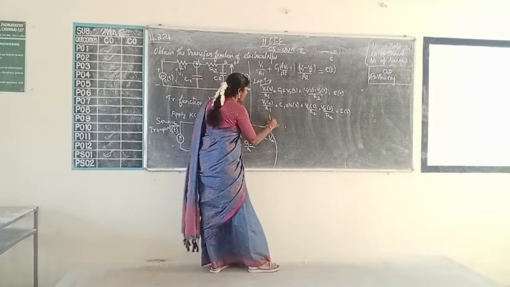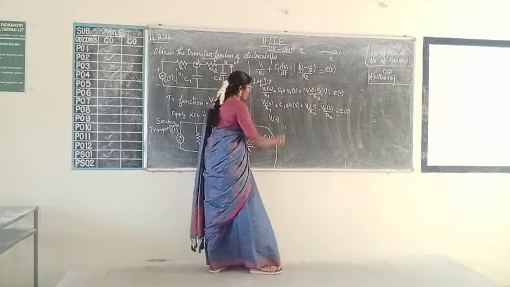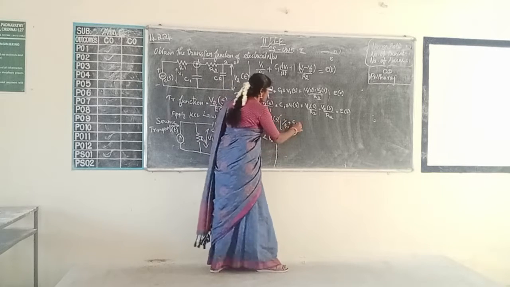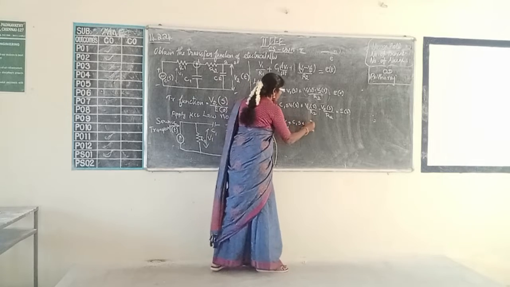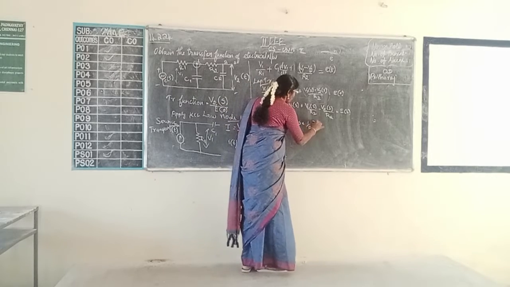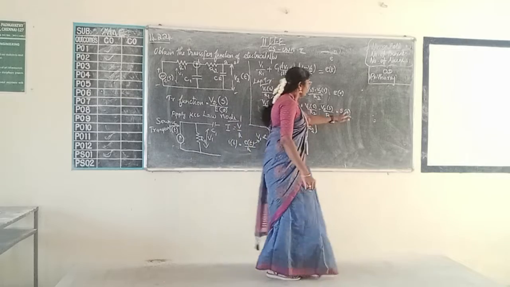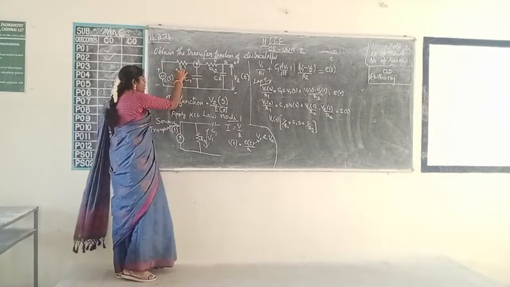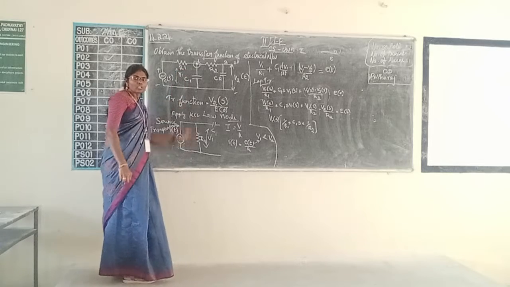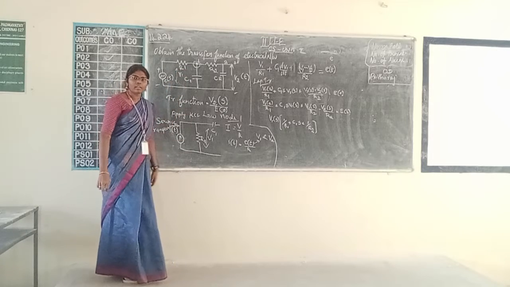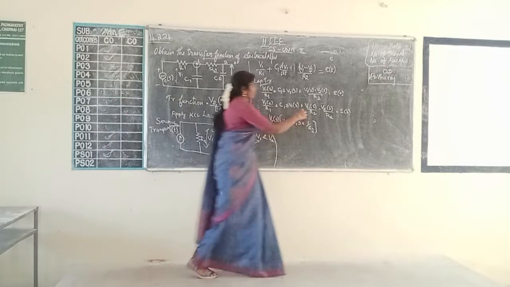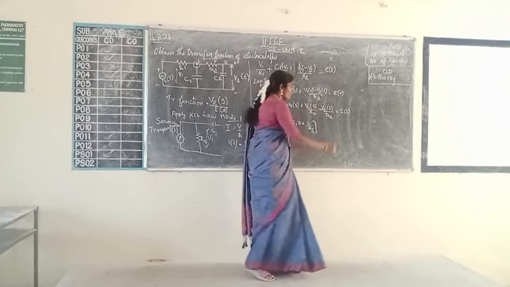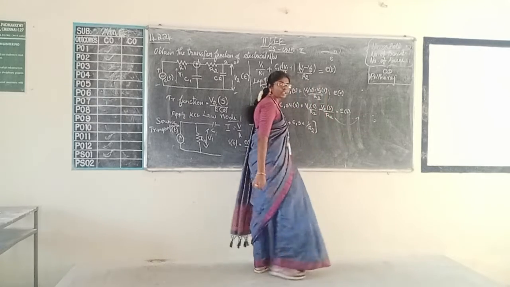Okay, what will become V1 of s? 1 by R1 plus, sorry, 1 by R1 plus C1 into s, plus 1 by R2. Okay. Here is a term E of s, right? So if it is E, the voltage of this is V1. So the E of s can be replaced by V1 of s. So what are we going to do? Here, this term is minus. Correct? So take this to the right hand side.